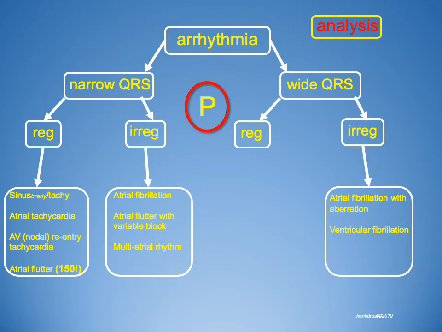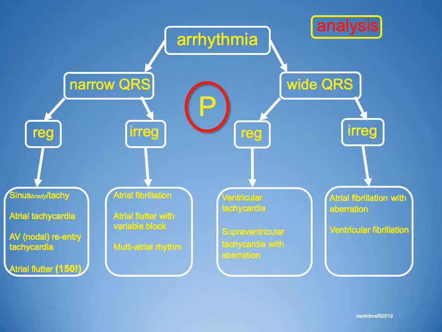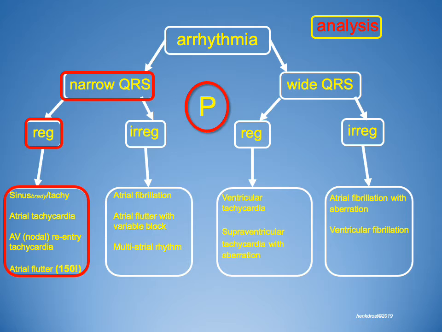Third possibility is the irregular wide QRS arrhythmia with atrial fibrillation with aberration or ventricular fibrillation. And finally, the fourth possibility, the regular wide QRS arrhythmia. This contains ventricular tachycardia or supraventricular tachycardia with aberration. First, we will elaborate on the regular narrow QRS arrhythmia with its sinus tachycardia, atrial tachycardia, AV or AV nodal re-entry tachycardia, and atrial flutter.